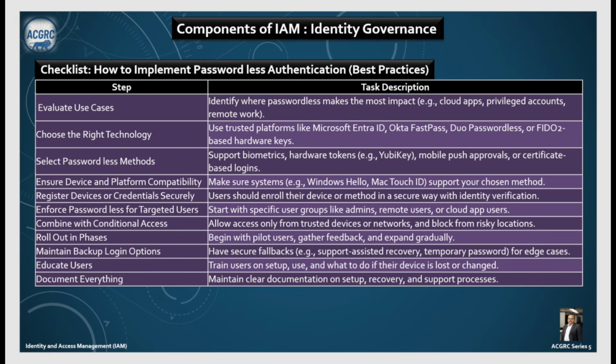Start with specific user groups like admins, remote users, or cloud app users. Allow access only from trusted devices or networks and block from risky locations. Some basic hygiene here. Begin with pilot users, gather their feedback, and expand gradually. Have a secure fallback wherein you can recover for edge cases. Train users on setup, use, and what to do if their device is lost or changed. Maintain clear documentation on setup, recovery, and support process.